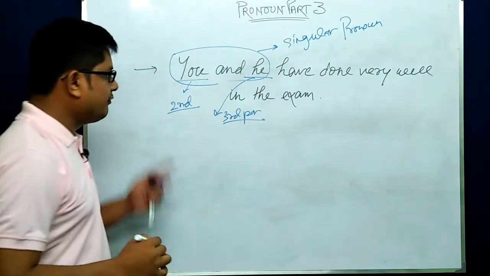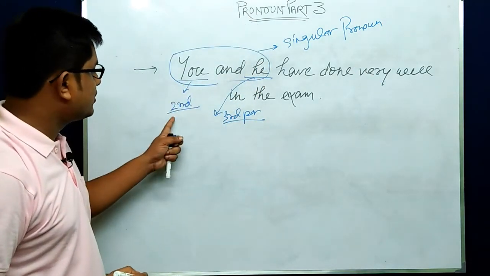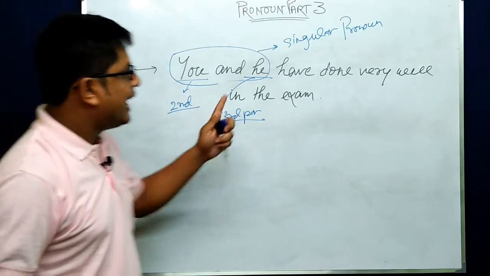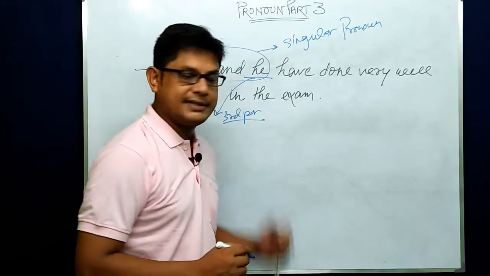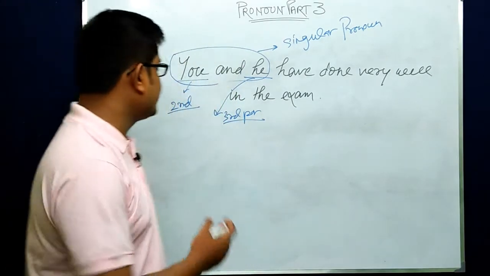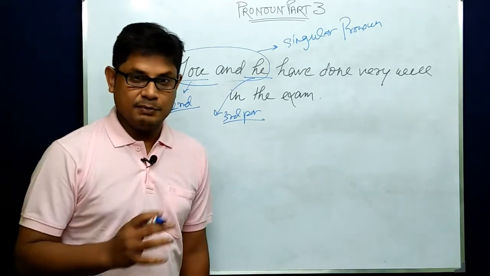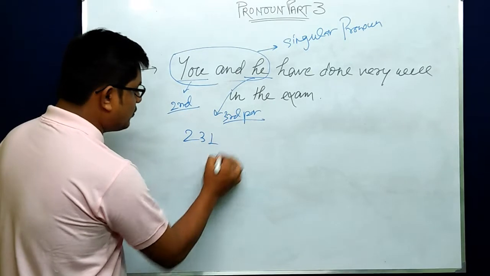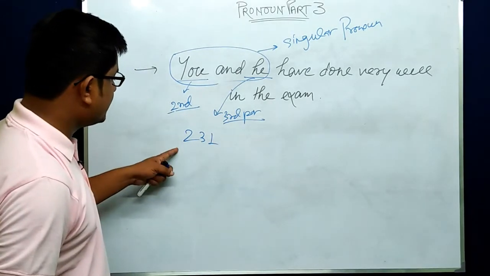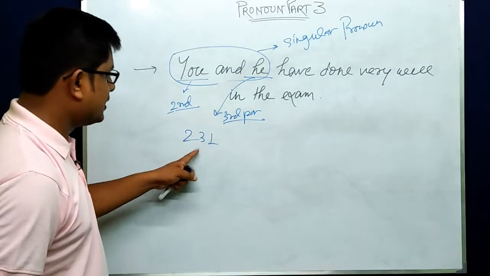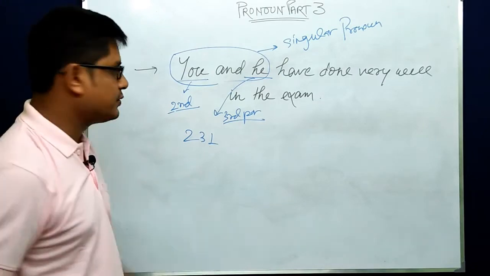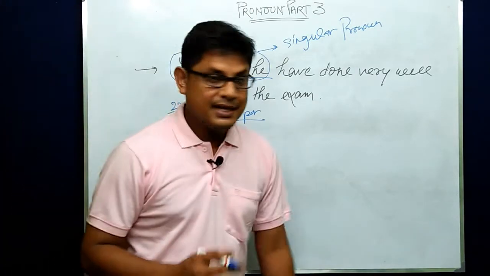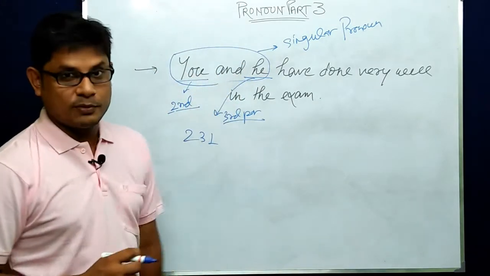Okay, so now if you look at this order, second person, then third person, have done very well in the exam. Now you can say that this order is completely right, because I have said if it is a positive part, then 2, 3, 1. So we have 2, this is second person, then third person, and there is no first person. Okay, don't worry. So the sentence is correct according to the order of singular pronoun.